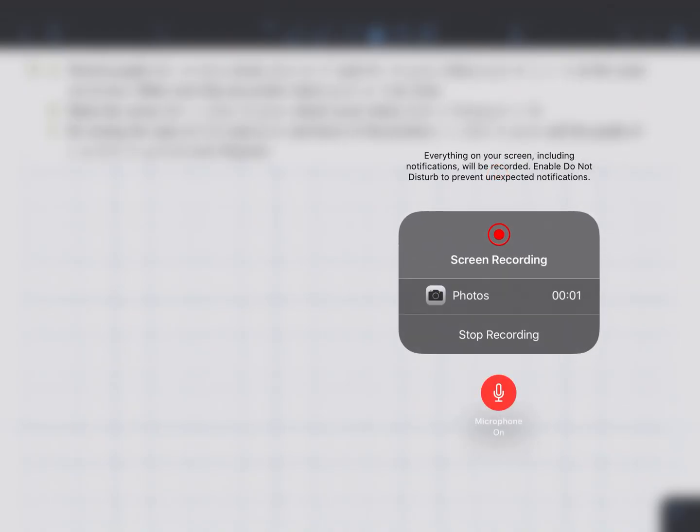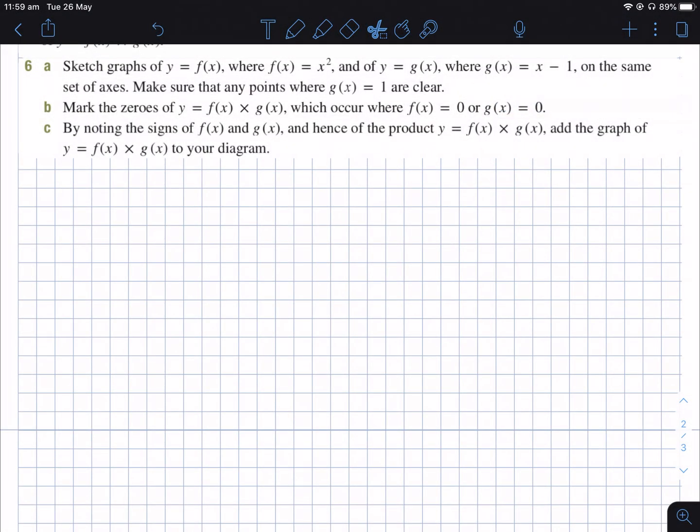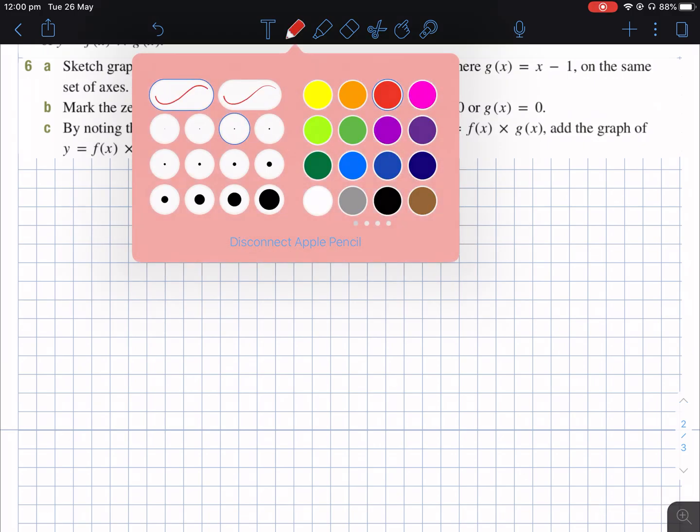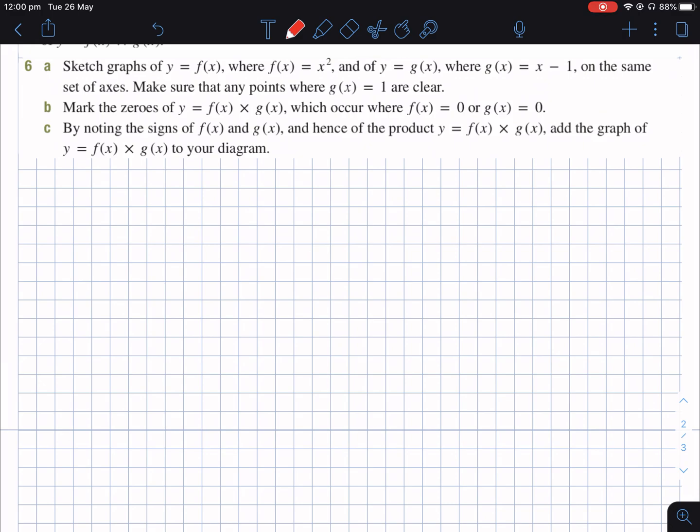Question 6. So, we're graphing x squared and x minus 1 on the same set of axes. Make sure any points where g of x equals 1 are clear. So, you should be able to graph x squared fairly quickly as well as x take 1 fairly quickly. So, let's do that.